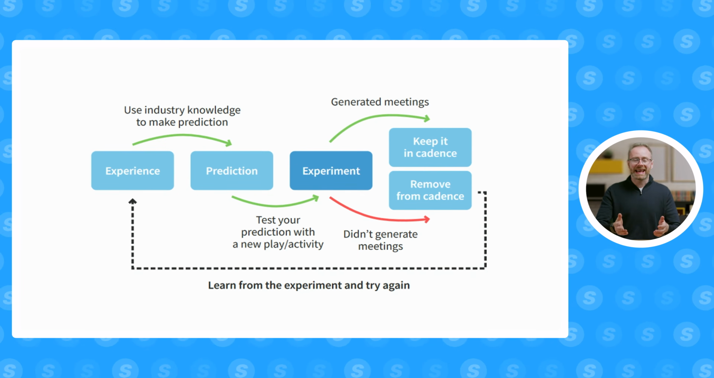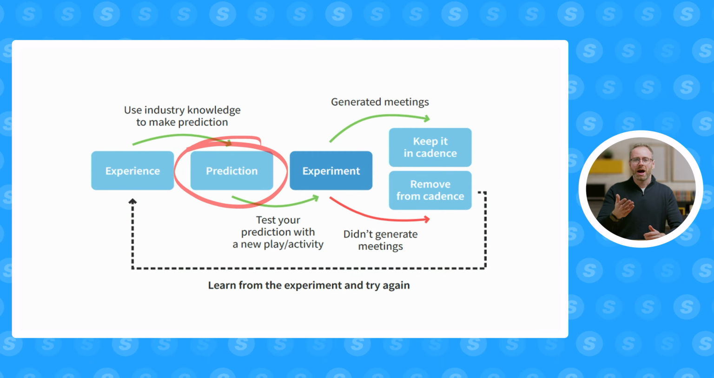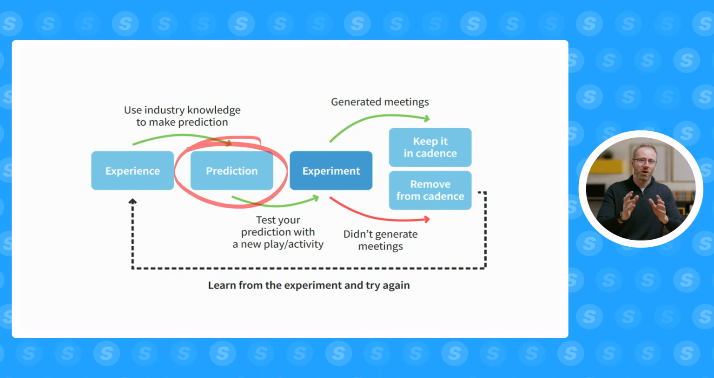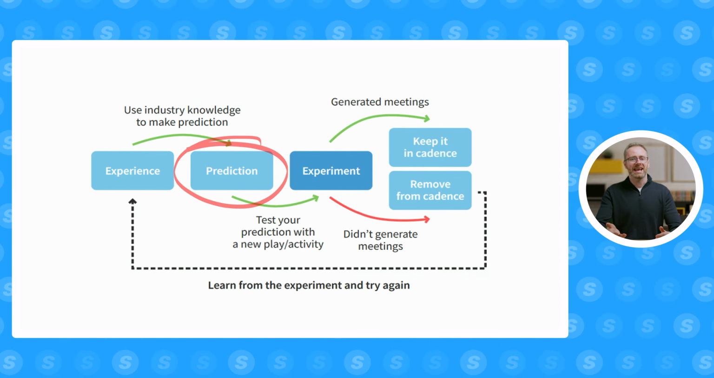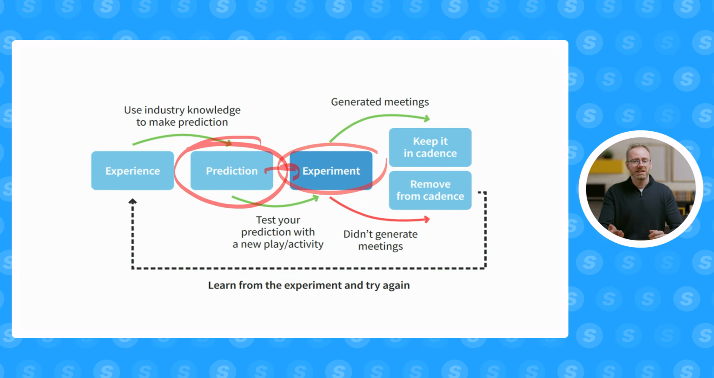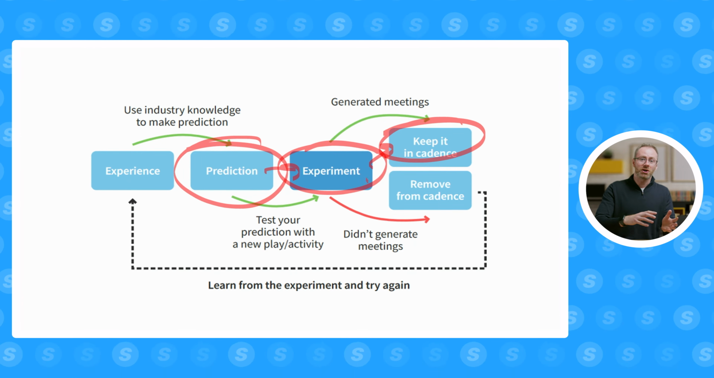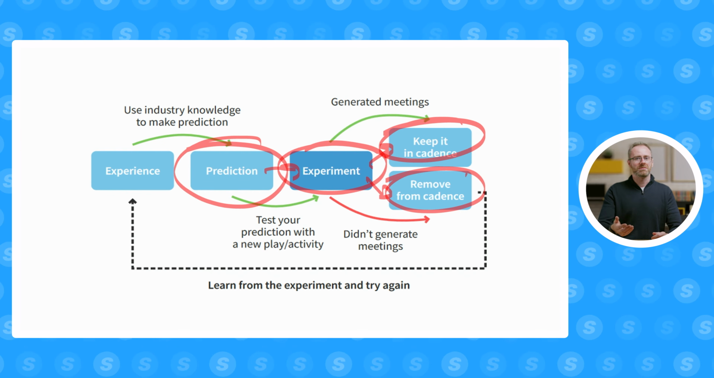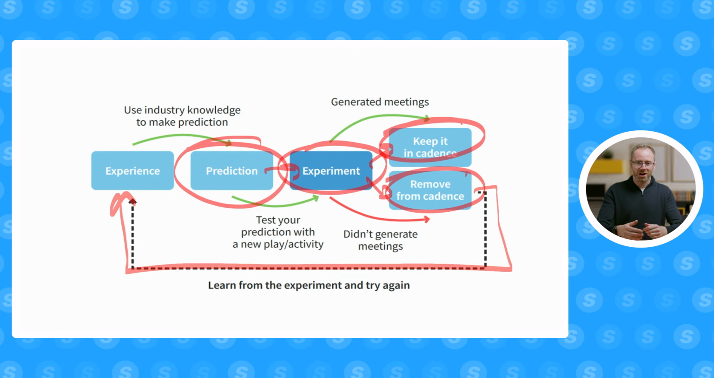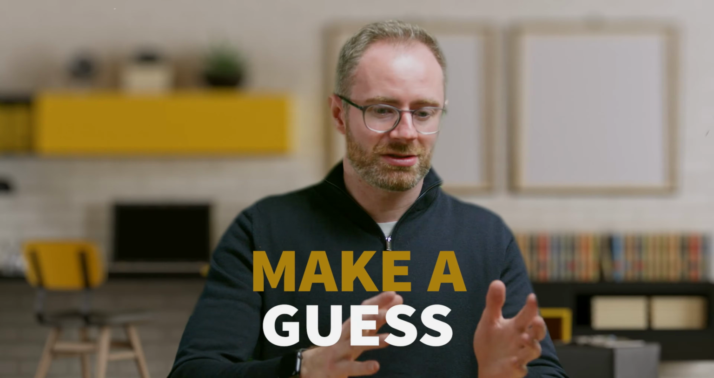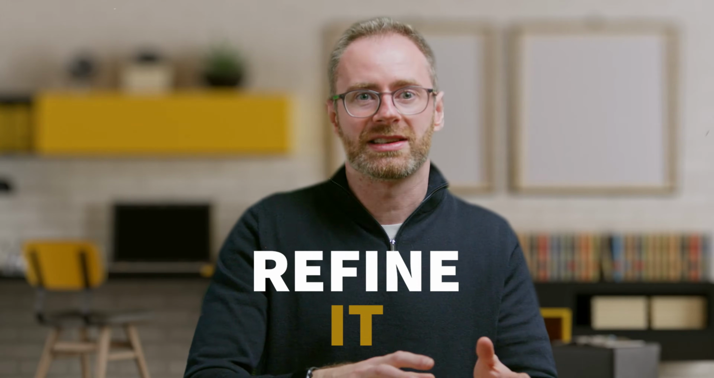All you have to do is make a hypothesis, which is just a guess about why something is going to occur or not occur. Then you're going to test that hypothesis in a real world experiment. If the experiment works, then you keep this within your cadence. If not, then you remove it. And finally, you learn from these results and then you start over and over again. See, it's pretty easy. You make a guess, you test it, you refine that guess, and then you change your cadence based on the results.